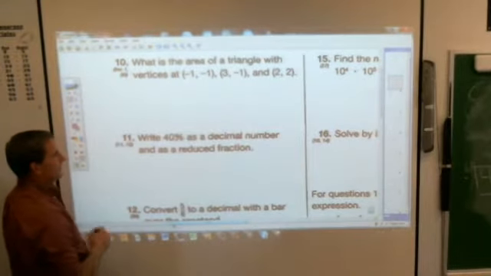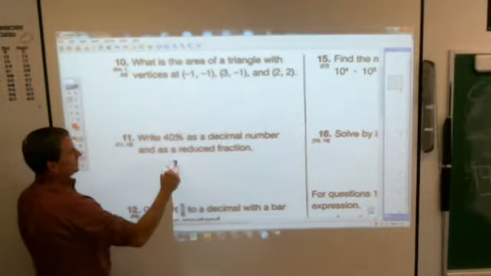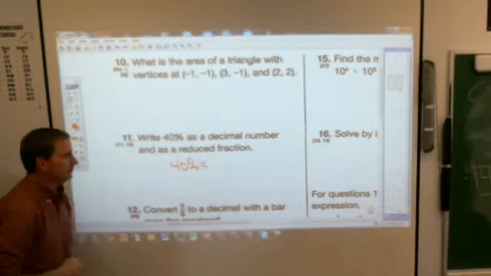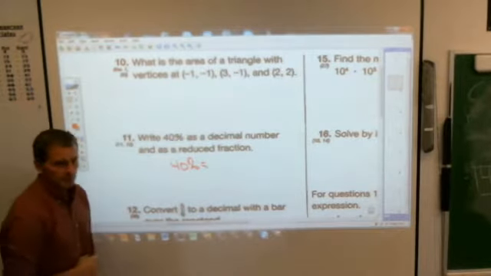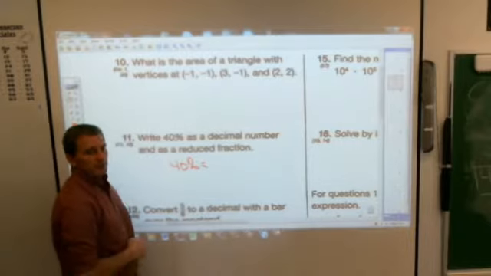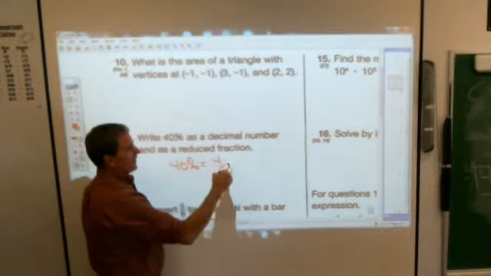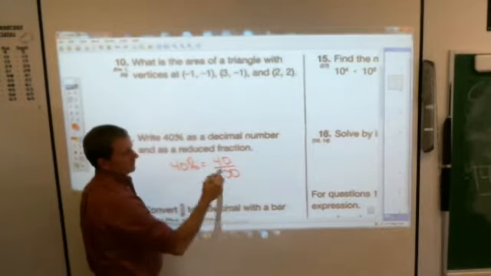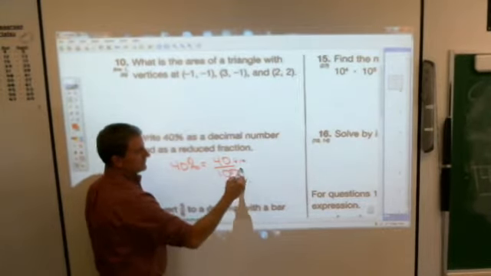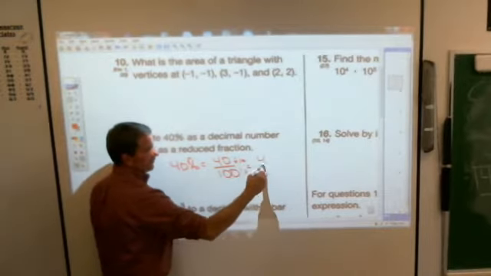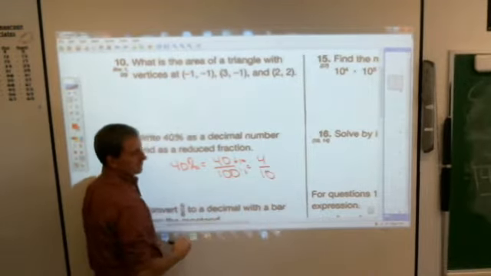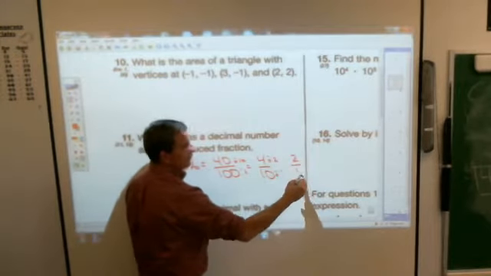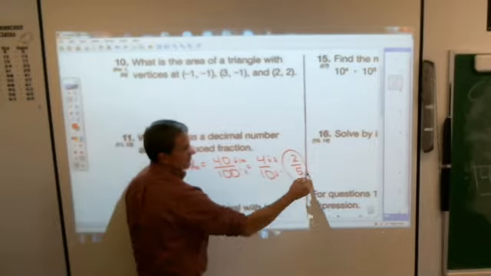Write 40% as a decimal and as a fraction. Well, 40%. What does percent mean? I'd probably do it as a fraction first. What does percent mean? Out of what? So there is your fraction. It's 40 out of 100. But you have to reduce it. Divide them both by 10. You end up with 4/10. Cut those both in half. You get 2/5 for your fraction.